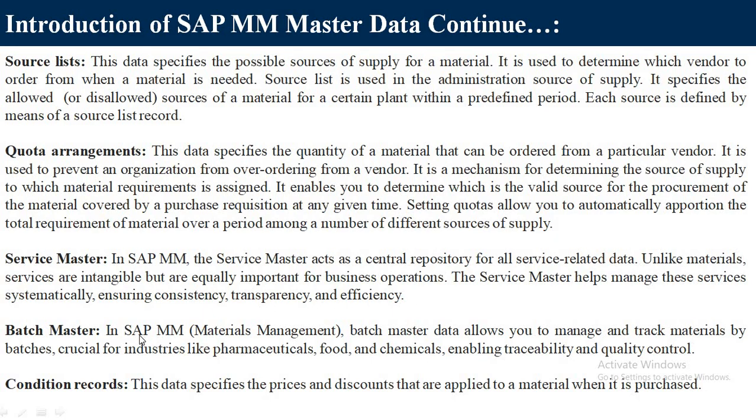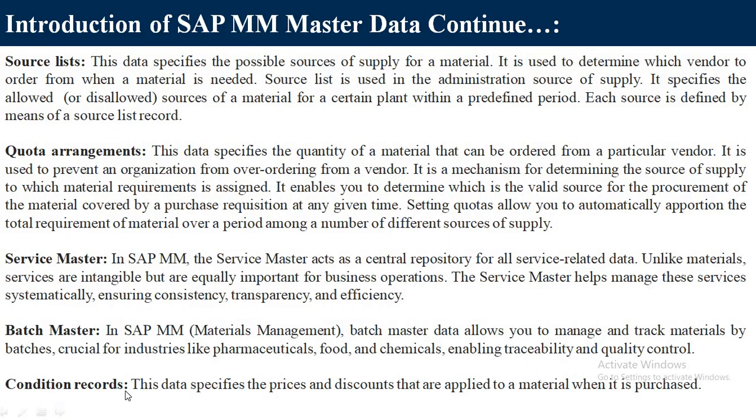Batch master. In SAP Material Management, batch master data allows you to manage and track material by batch or serial number. You can say this is one kind of serial number which we assign to the different materials. It is crucial for industries like pharmaceuticals, food and chemicals, enabling traceability and quality control.